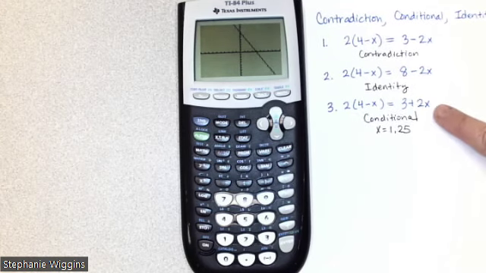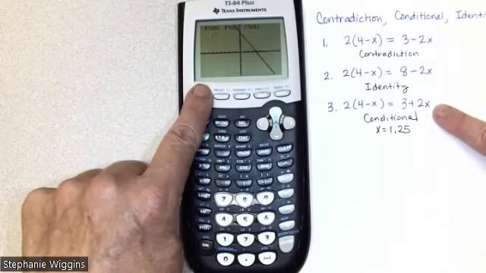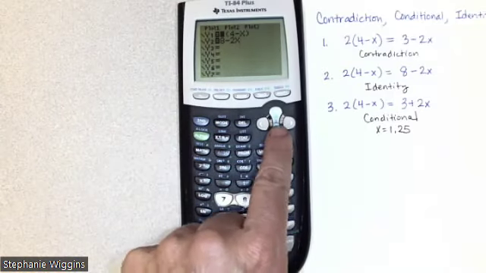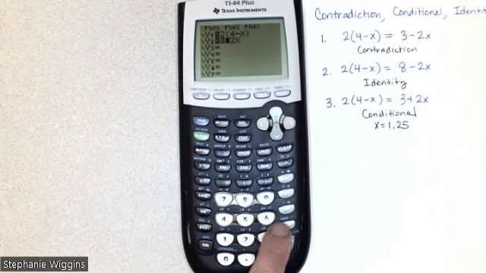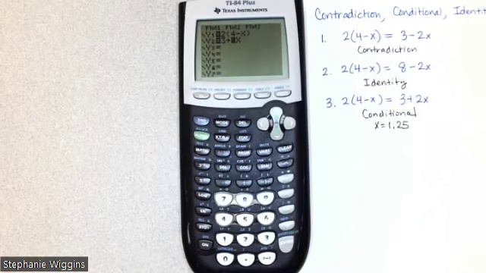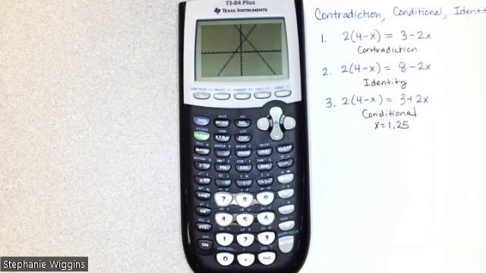Finally, let's go ahead and solve this one. I'm going back to my function list here. I'm going to go down to the second function. Remember, that's the right-hand side. And this time I'm going to say 3 plus 2x. I'm going to select graph. And you can see we get two lines that intersect in a point.